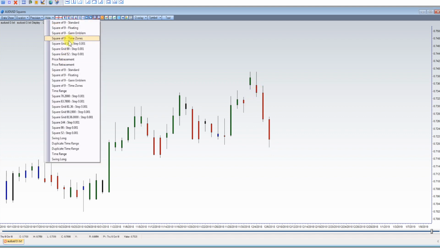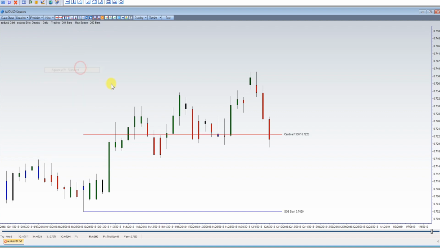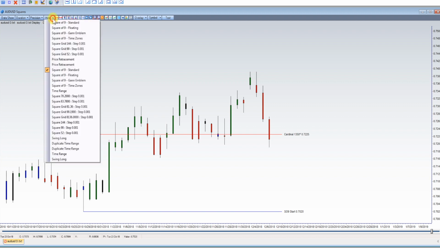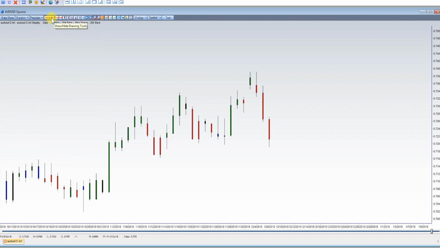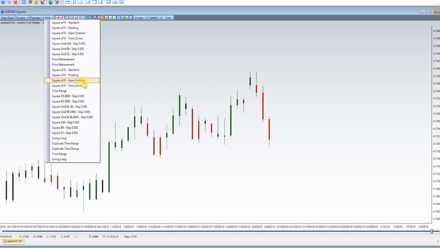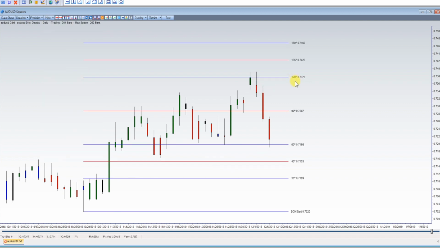So let's look at some levels. Let's look at our square of 9. You can see that right now it's at the cardinal, 1350 degree, 72.55. That's a level right there to watch. It's below it. We could take that out and use our floating. And we can see that it found resistance at the 120 degree, and is finding support at the 60 degree, which is at 71.92. This is a very important level right here. I'm going to show you why. Just remember, 60 degrees, 71.98.